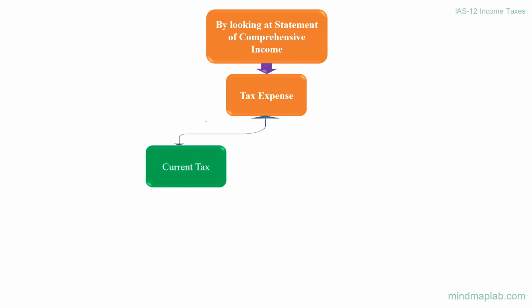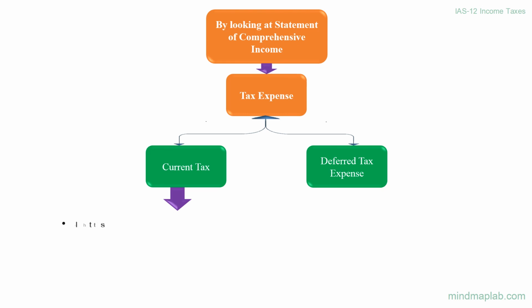Hello there. Today let's learn how to mind map IAS 12 Income Taxes, by looking at the Statement of Comprehensive Income, at the tax expense figure. Tax expense figure is the total of current tax expense and deferred tax expense or credit.